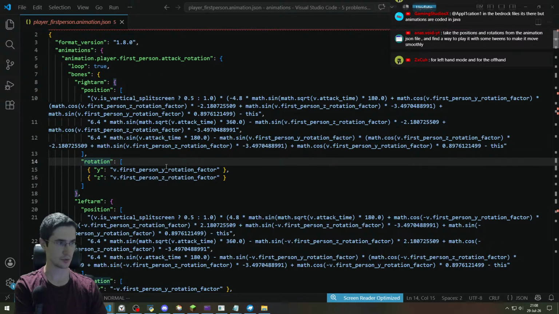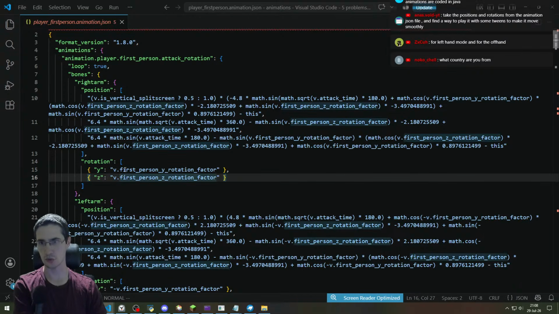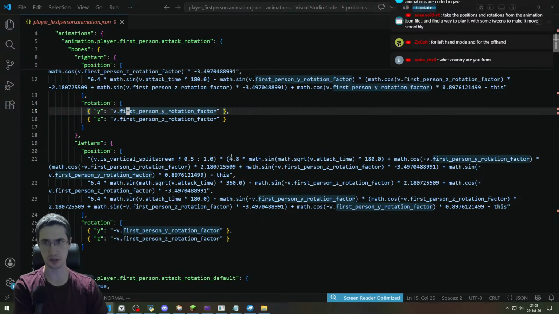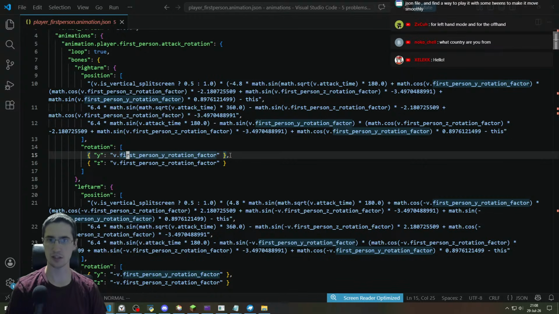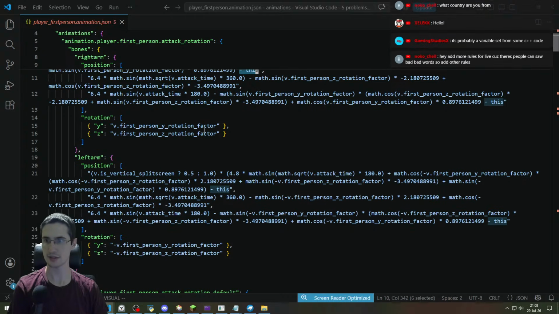Take the position and rotations from the animation JSON file and find a way to play with some tweaks to make it smoothly. Yeah, but it's not that simple because here they use variables at some points. I don't know what first person Y rotation factor is. And if we don't manage to figure something out, we may just move on to using keyframes in Blockbench, or maybe experiment with math functions, since here they use math functions. And here they use minus this. I don't know what that is.